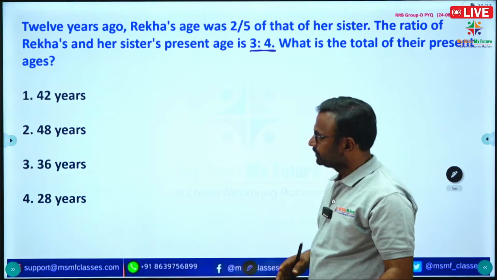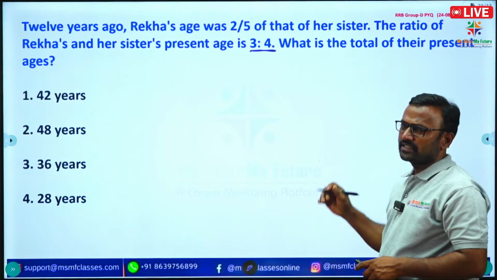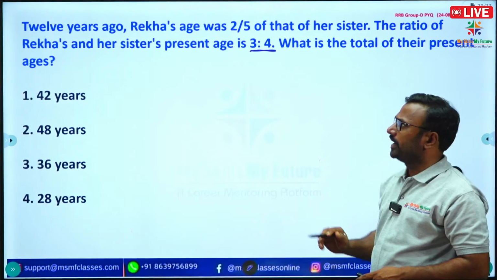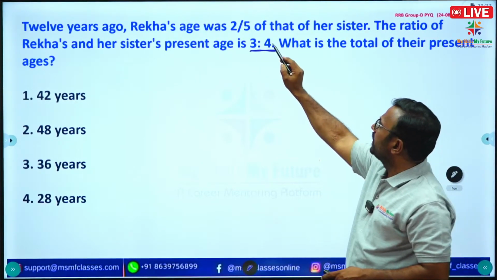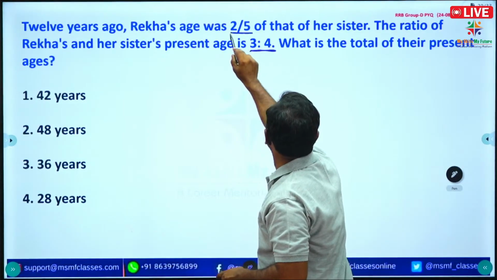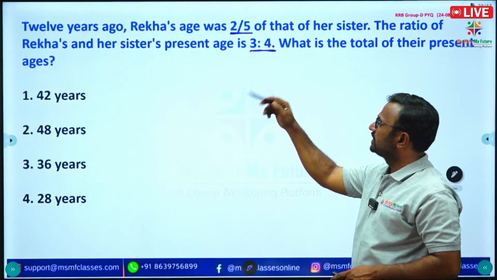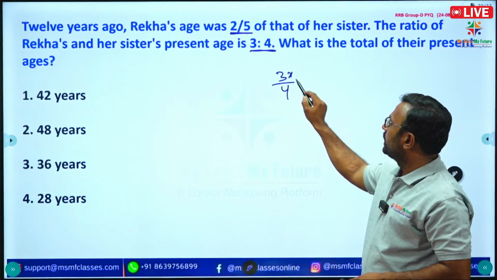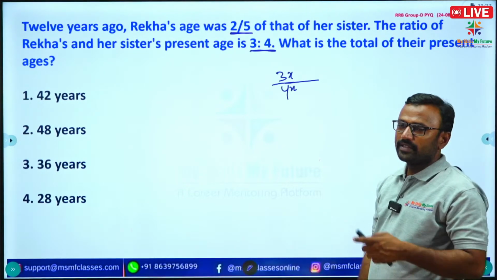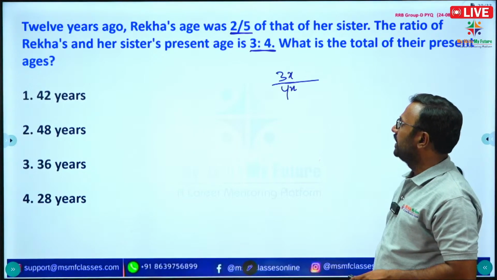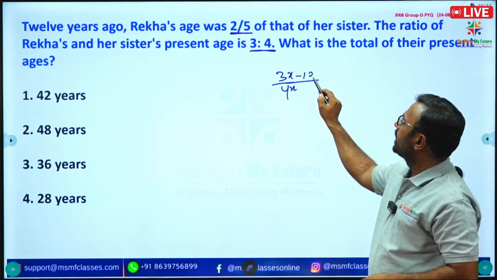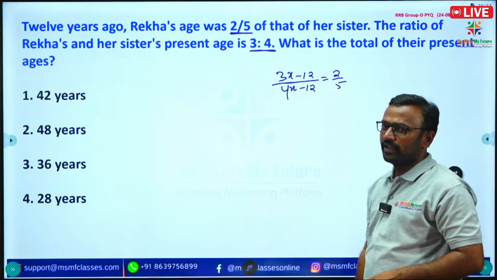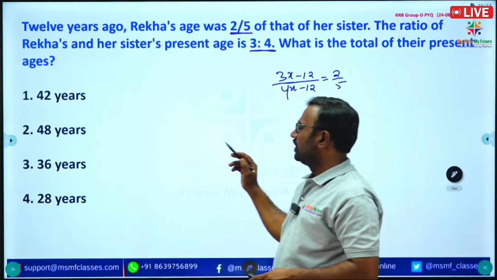Right. So see the question carefully, just a similar example. 12 years ago, Rekha's age was 2 by 5 of her sister's age. The ratio of Rekha's and her sister's present age is 3 by 4. So 3x and 4x are the present ages of Rekha and her sister. 12 years ago, minus 12, their ages were in the ratio 2 by 5. So just simplify and you get the answer. Write your answer in the comment section.